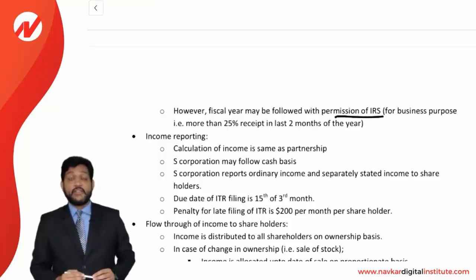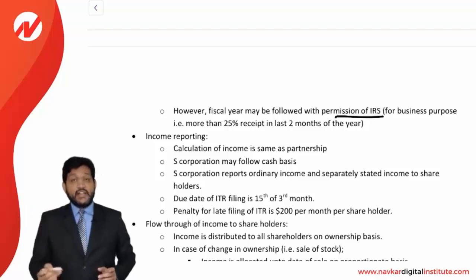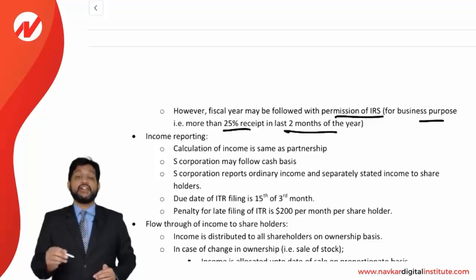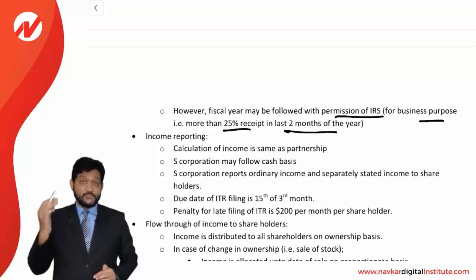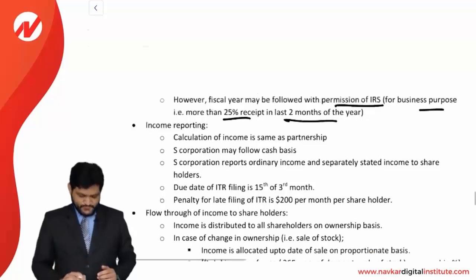Fiscal year means any year other than the calendar year. Any such year can be followed by an S Corporation if the IRS gives permission, and the IRS will give permission only when there is a business purpose, that is, more than 25% of receipts in the last 2 months of the year. Only then will the IRS give permission. Else, in general, all S Corporations have to follow the calendar year as the tax year.